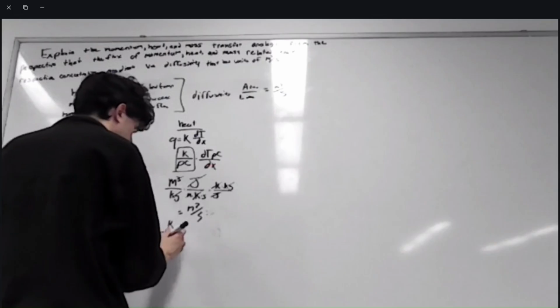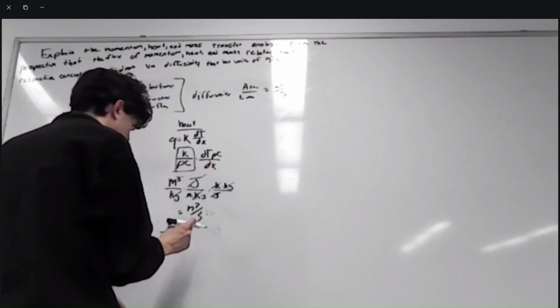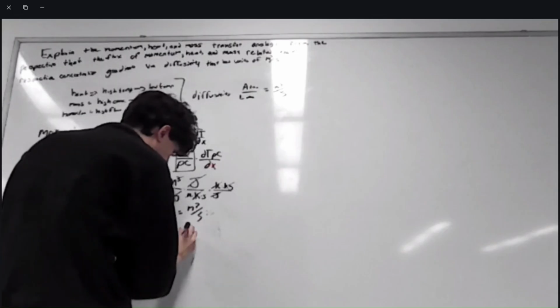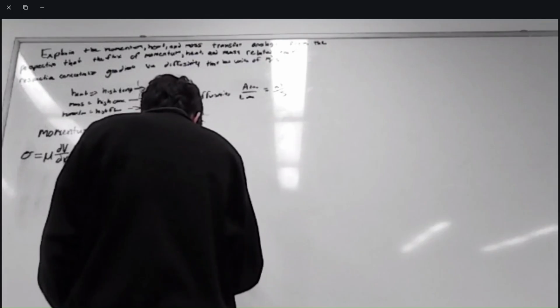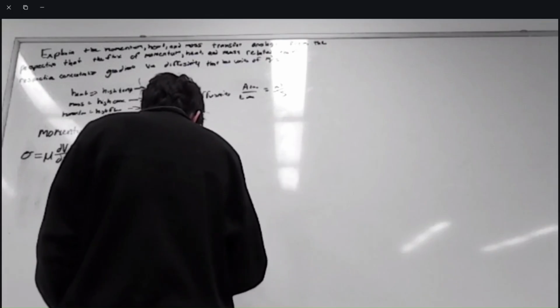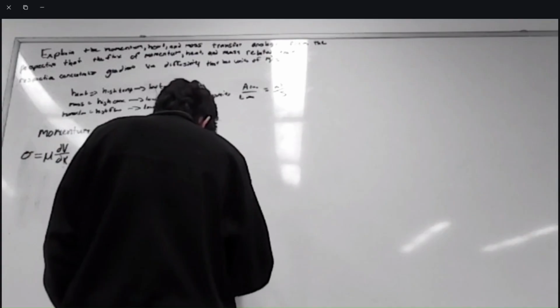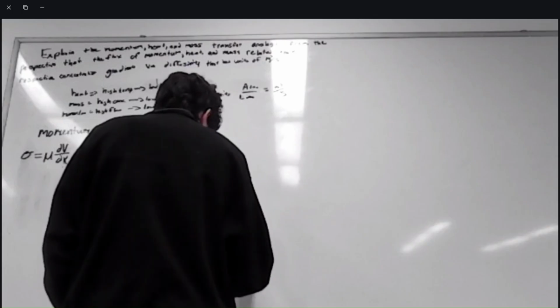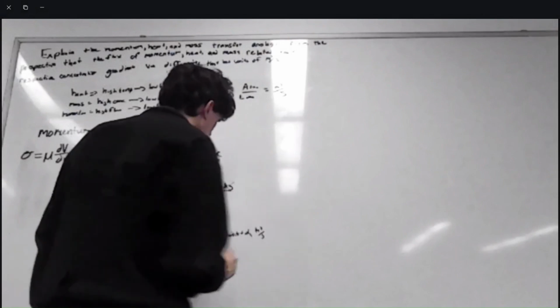Our thermal conductivity divided by our heat capacity and our density is equal to thermal conductivity, or thermal diffusivity, excuse me, or this alpha, which has units of meters squared per second.